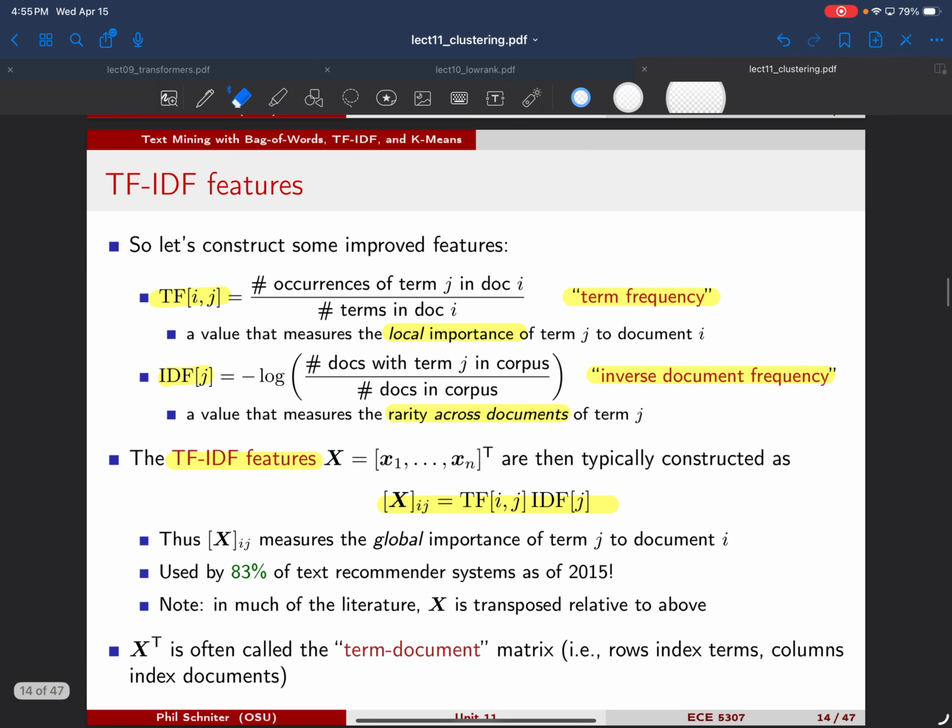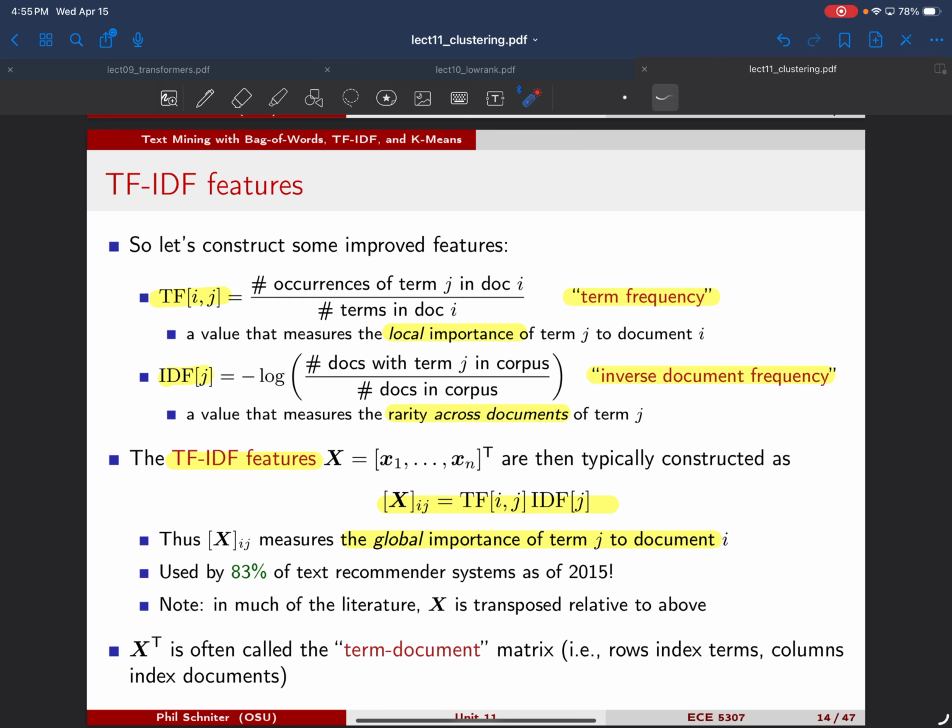And putting those two things together, these new features measure the global importance of term J to document I, considering all the documents you have. And as of 2015, these were used by 83% of text recommender systems. So it's a very, very standard approach. And I'm constructing X in this way to be consistent with how we've constructed it all semester.